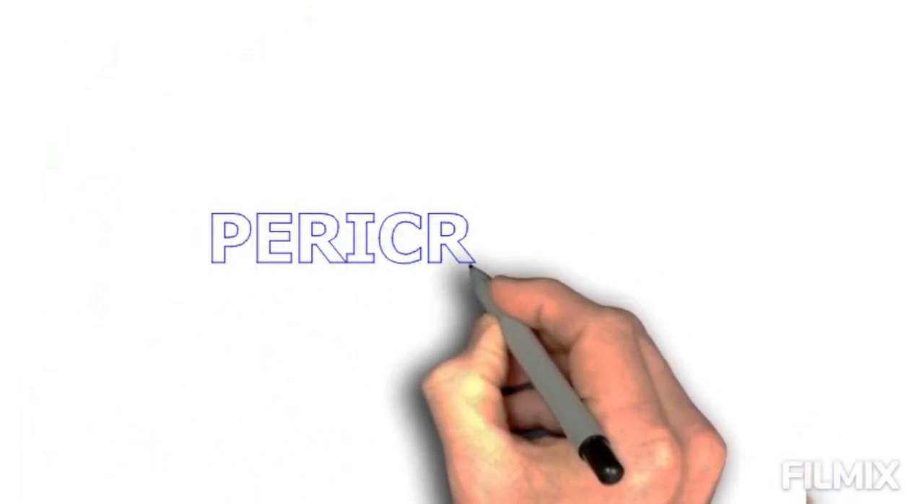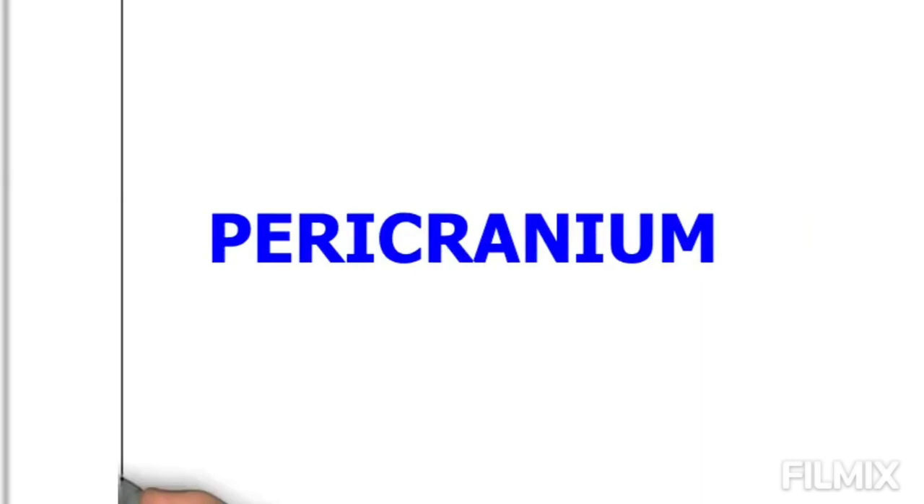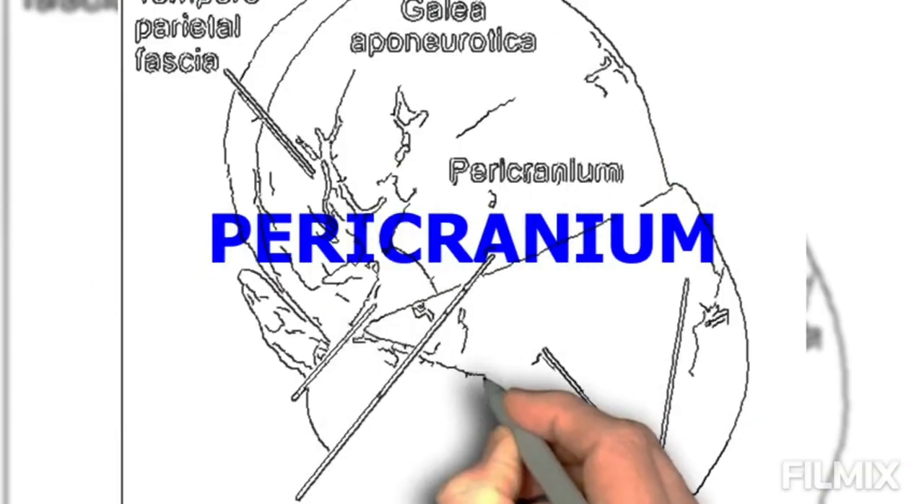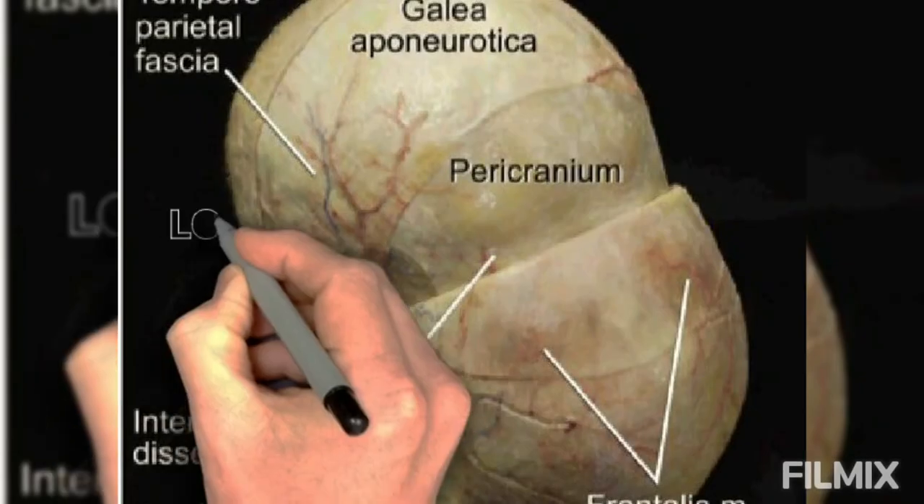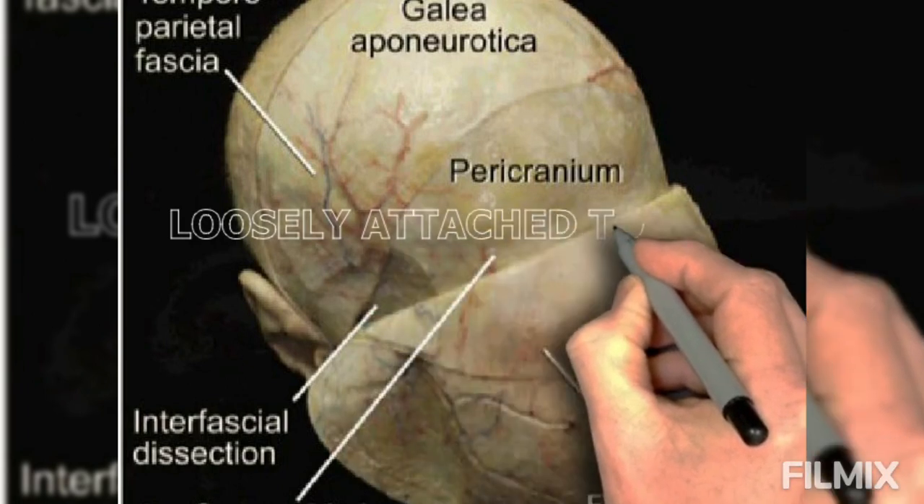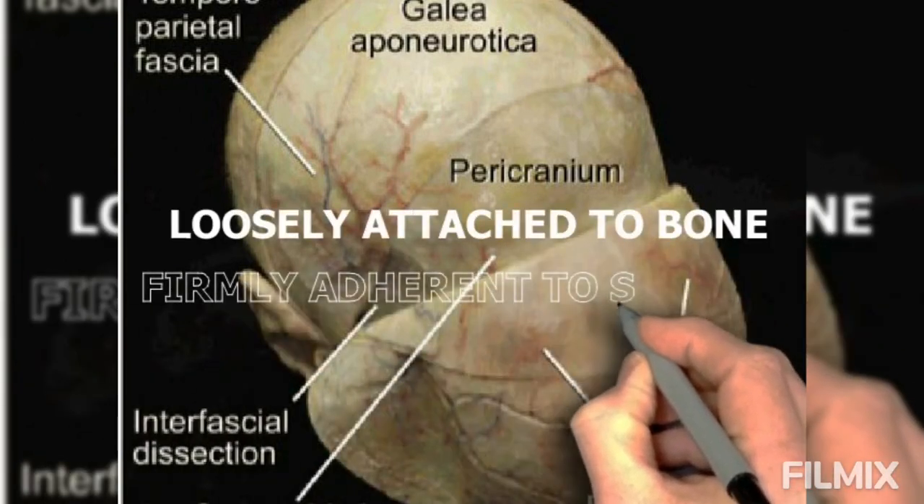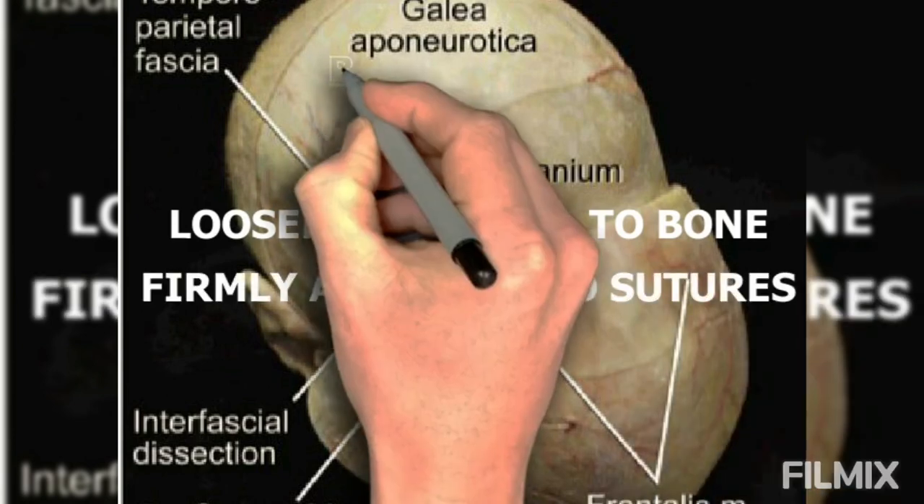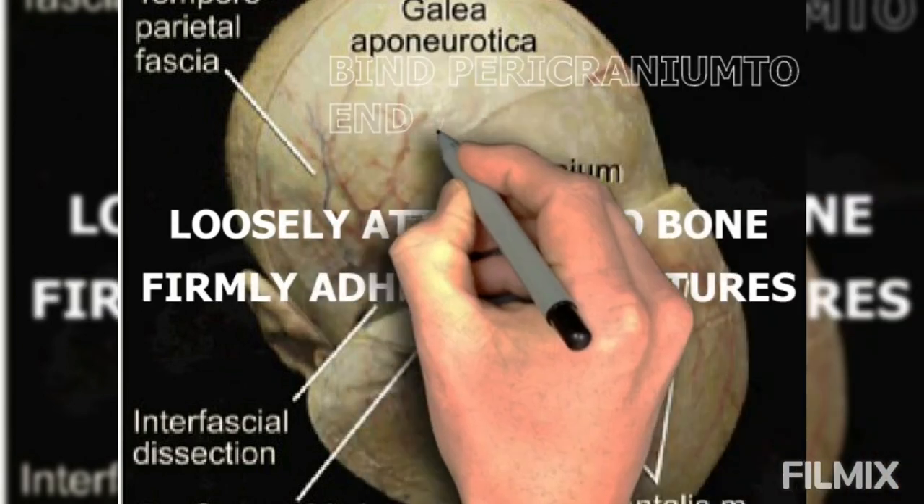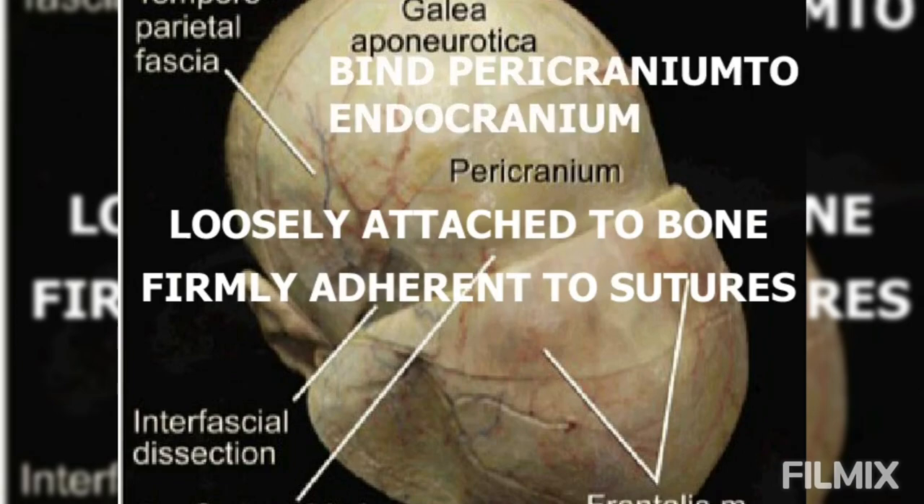Now let's see the fifth layer, the pericranium. You can see clearly in the picture that it is loosely attached to the bone and firmly adherent to the suture. It binds the pericranium to the endocranium. See the picture: above it is the galea aponeurotica, below it the pericranium.